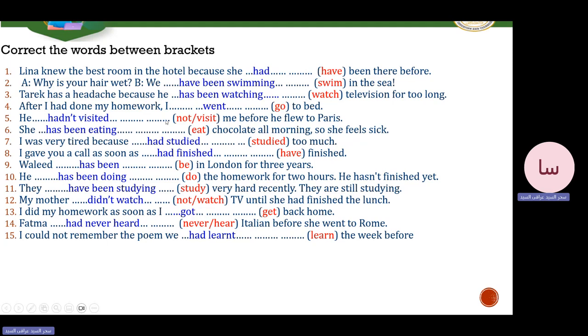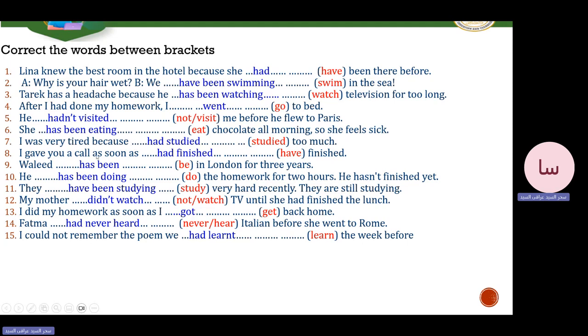He hadn't visited me before he flew to Paris. We have past simple here, so we should have past perfect here. She has been eating chocolate all the morning, so she feels sick. This is the result. She feels sick. What's the reason? She has been eating chocolate all the morning. I was very tired. Why? Because I had studied too much. We should have I here.